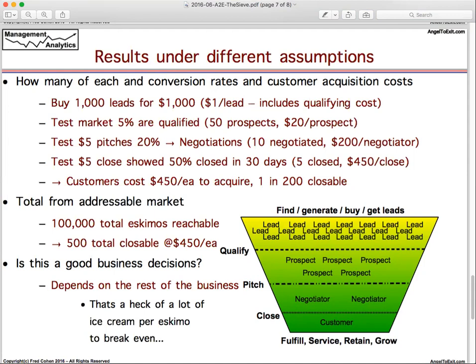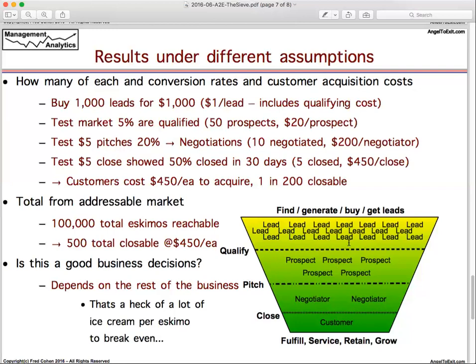So of course, that's the numerical explanation. The question is, is this a good business decision? And that's what you're going to want to know in order to decide whether to be in the business. And of course, that depends on the rest of the business. That's a heck of a lot of ice cream per Eskimo to break even if you're selling individual ice cream bars. But if the ice creamed Eskimos was a starting point for getting Eskimos who like ice cream to buy a whole bunch of other related products, then maybe it's a sensible process and maybe not.